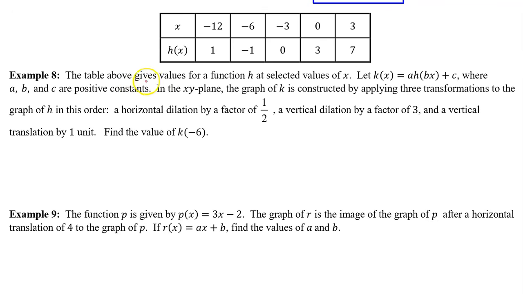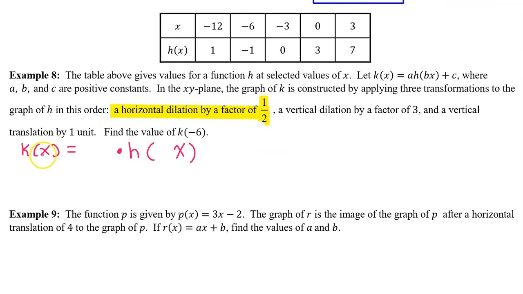Example 8. The table above gives values for a function h at selected values of x. Let k of x equal a times h at bx plus c, where a, b, and c are positive constants. In the xy plane, the graph of k is constructed by applying 3 transformations to the graph of h in this order: a horizontal dilation by a factor of 1/2, a vertical dilation by a factor of 3, and a vertical translation by 1 unit. Find the value of k at negative 6.